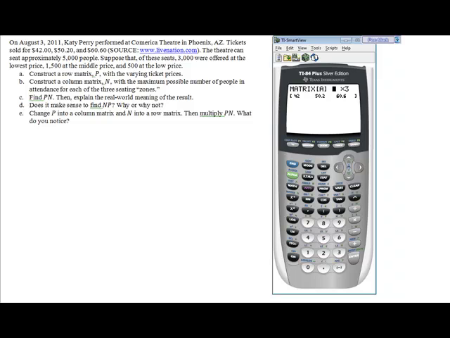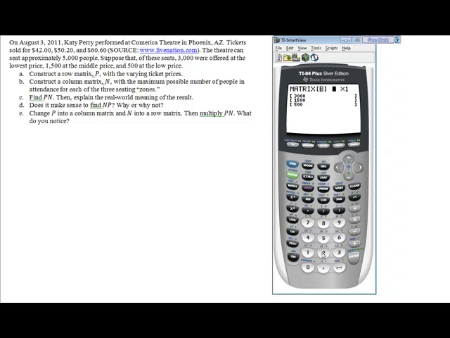So we know a row matrix is a single row, and there are 3 ticket prices, so it's got to be a 1 row by 3 column matrix. Here it is in my calculator. Now I'm going to create the 3 by 1, which I have actually already done, and this one is a column matrix, and it's going to consist of the maximum possible number of people in attendance for each of the 3 seating zones. So 3,000, 1,500, and 500. Next, we're to find P times N.